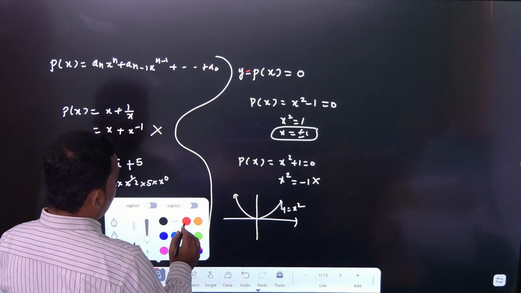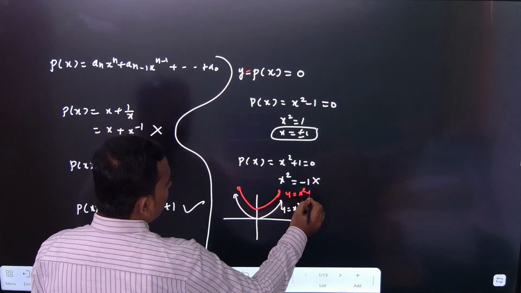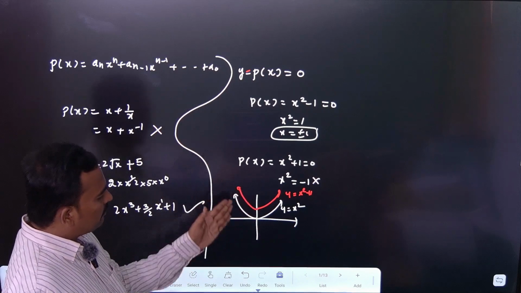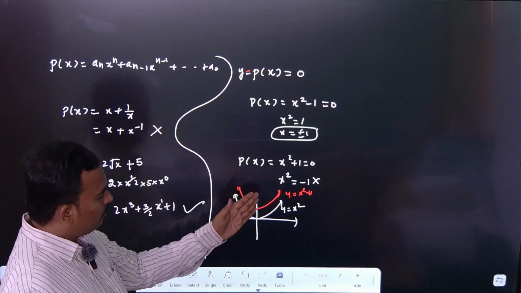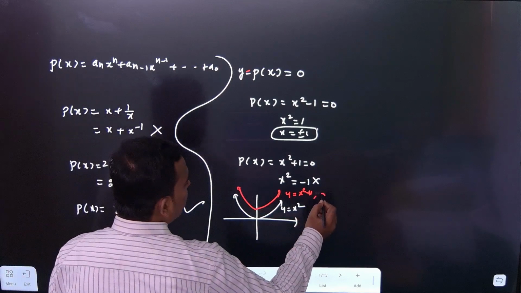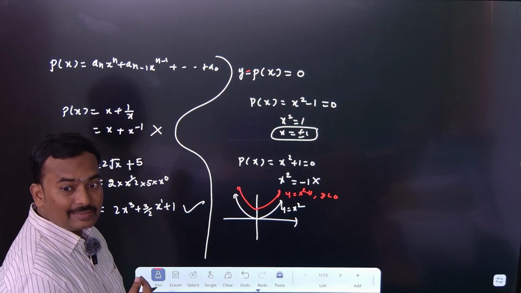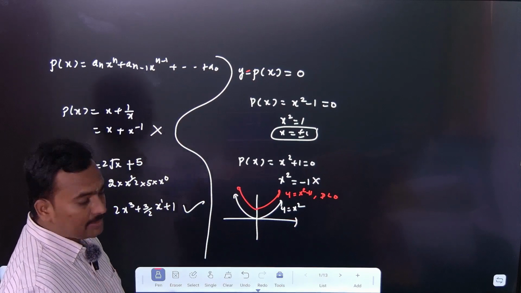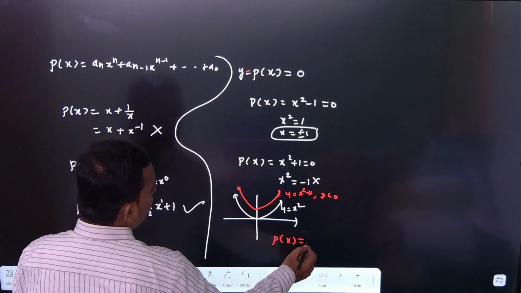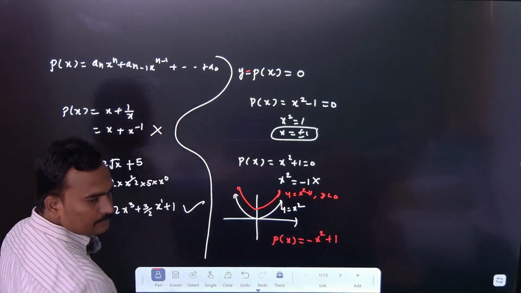Just shift 1 unit up. This is y is equal to x square plus 1, right? So this red color graph is not crossing the x-axis, therefore there are no real solutions. Okay, here you can see the discriminant is less than 0. There is no real solution because it's not crossing the x-axis. The x-axis is only the real axis. Okay, if I take p of x equal to minus x square plus 1.